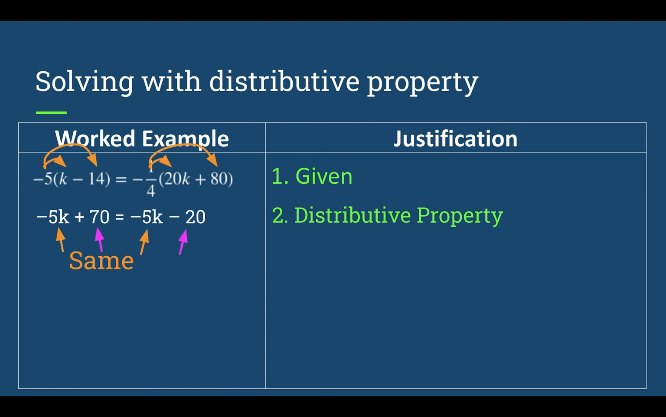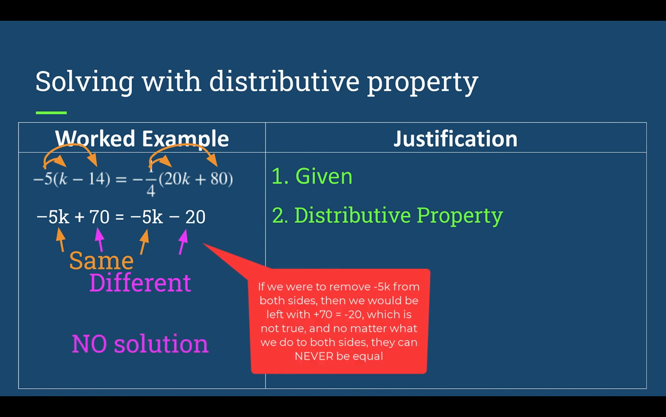Now I'm going to look at the constants. They are different. So I had the same coefficient, different constant, which means there's no solution. So just from this point, I can almost stop solving. I know right away there's no solution, so it would be pointless for me to go on.